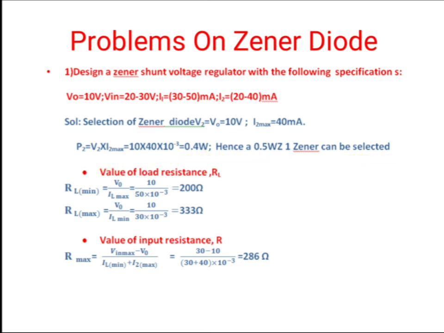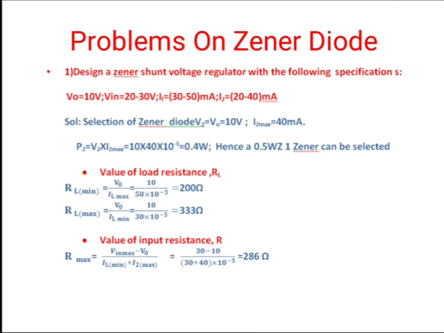And the value for load resistance RL: we know the formula, V0 by IL max, taking the maximum value, we have 200 here. For the other case we take the minimum, V0 by IL min. If current is minimum, resistance is more; if current is more, resistance is less. Don't get tensed, current is inversely proportional to resistance.